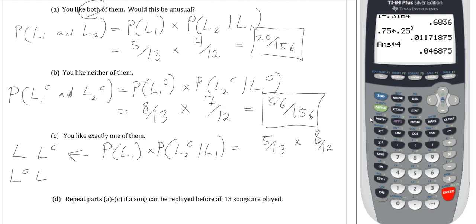And then since the other one would be the exact same thing, we can simply take this and multiply it by 2. So we get 2 times this. If you want to keep this as a fraction, when you multiply by a whole number like 2, you can consider that as 2 over 1. So we get 5 times 8 is 40, times 2 is 80. Out of 13 times 12 is 156.